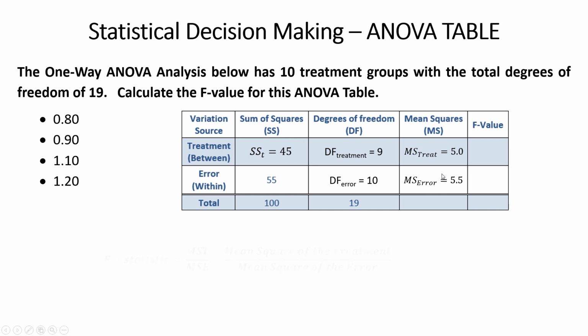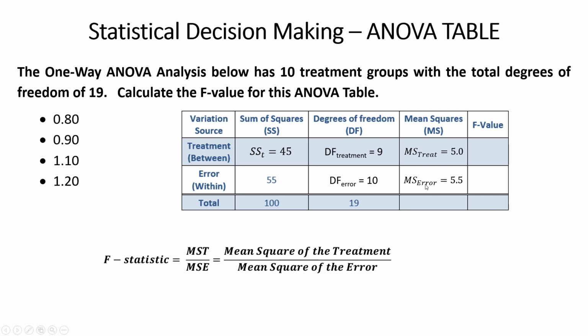And now that we have those two pieces of information, we can finally calculate our F statistic, which is simply just the ratio of these two variances, mean square of the treatment divided by the mean square of the error, and that comes out to an F statistic or an F value of 0.909, giving us the right answer.